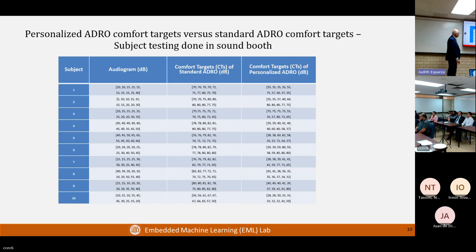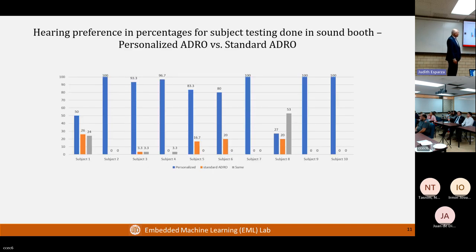This is the 10 subjects that this was done on, in a sound booth. You see that there is a difference between the standard comfort targets and personalized comfort targets. Personalized comfort targets are reached after Bayesian learning. So this is the standard prescription. The one on the right is the personalized prescription. And what you see in this bar chart is the preference of the subjects for personalized or standard, or whether they thought that for them it was the same. And you can see that these numbers are in percentages, that personalized was preferred by a lot compared to a standard prescription.